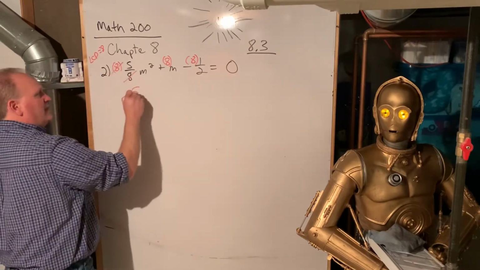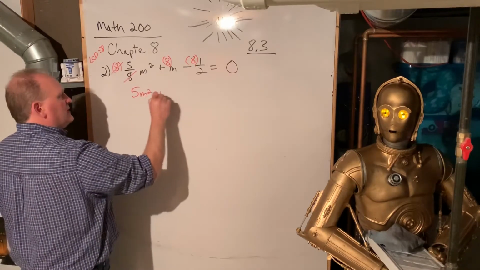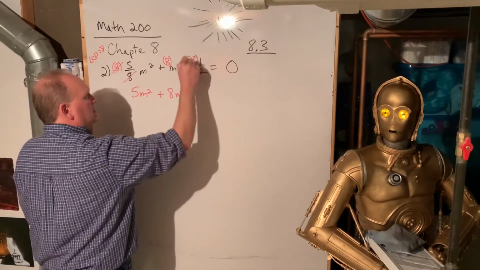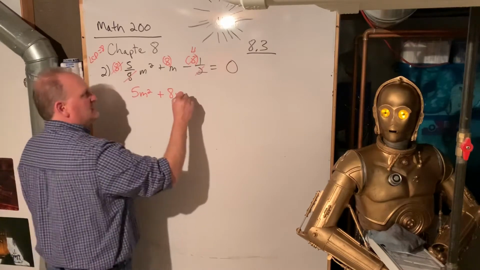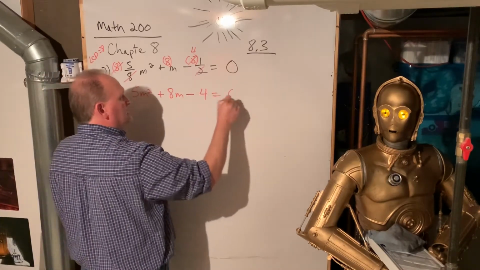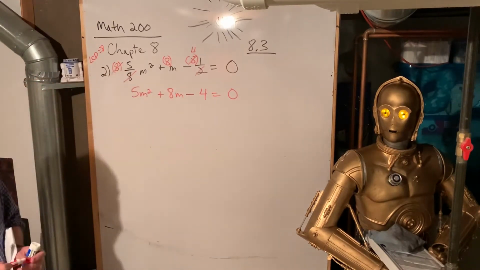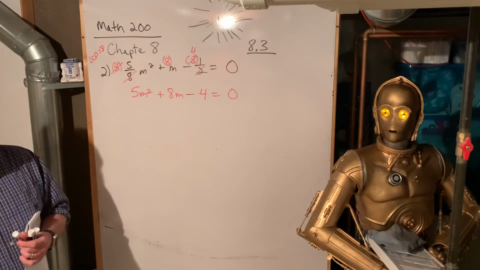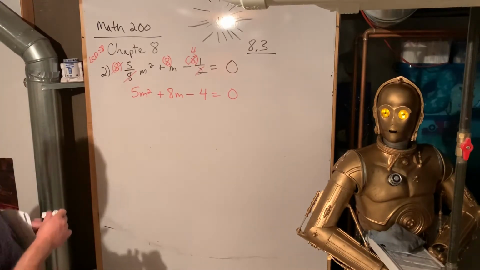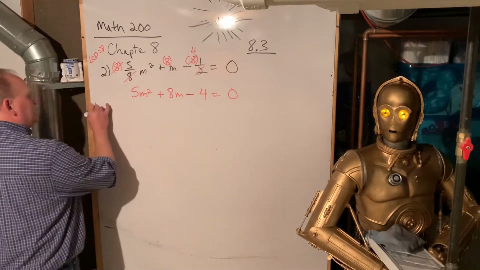These 8's cancel. We have 5m squared. That's plus 8m. And 2 goes into 8 4 times. So minus 4 equals 0. So again, if you want to, you can use quadratic formula with a, b, and c. I think I'm going to try to factor. Let's do the AC method.